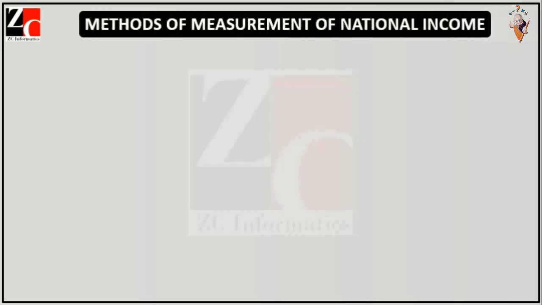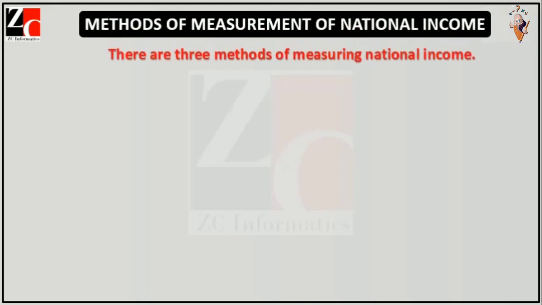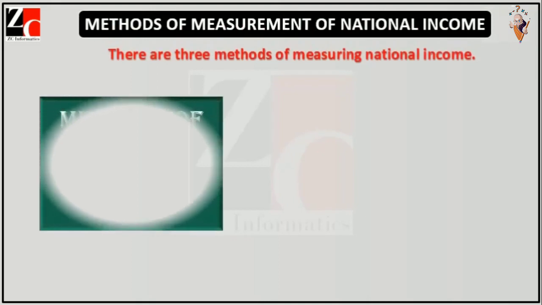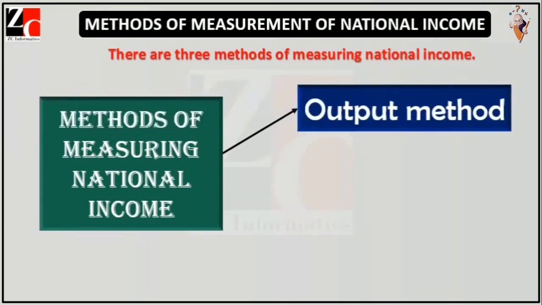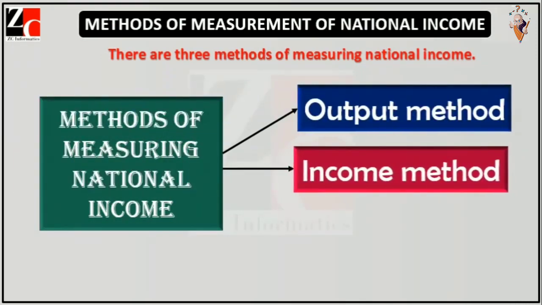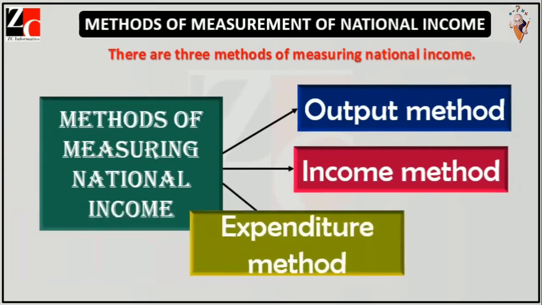Methods of measurement of national income. There are three methods of measuring national income. The first one is output method, the second one is income method, and the third one is expenditure method.